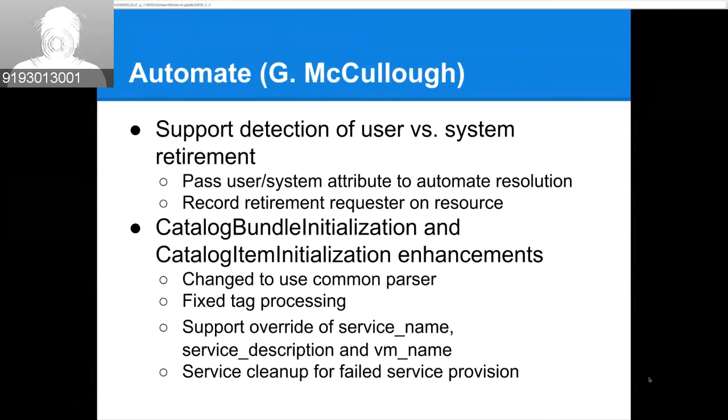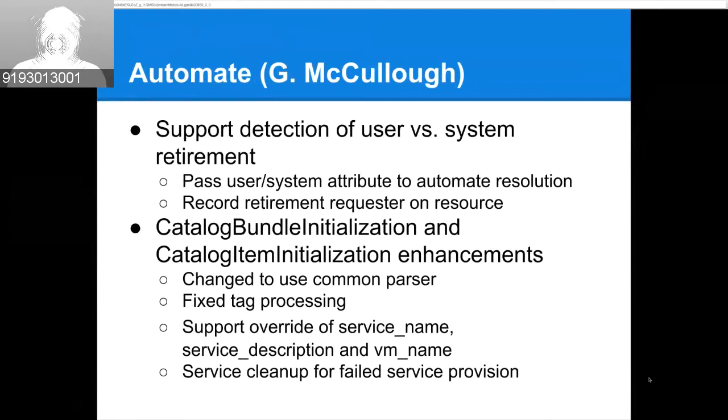And then for services, there are two instances that get used quite often: the bundle initialization and item initialization. There was an issue with processing tags in that, which started kind of a chain reaction of wanting to really revamp and enhance those methods. So we were able to take a lot of the code out of there and move it into a common parser that both of those methods now use.